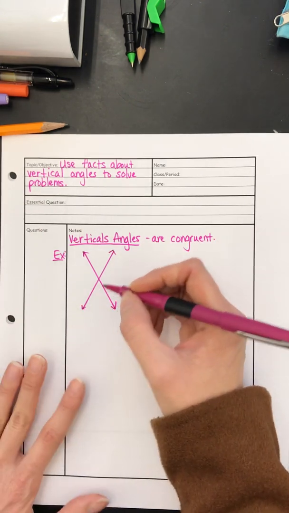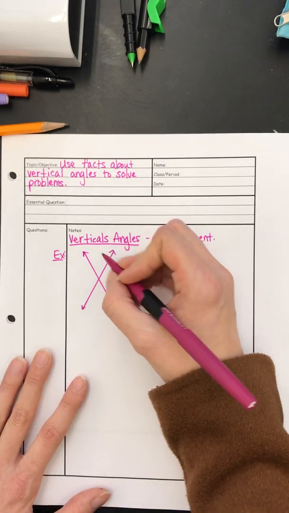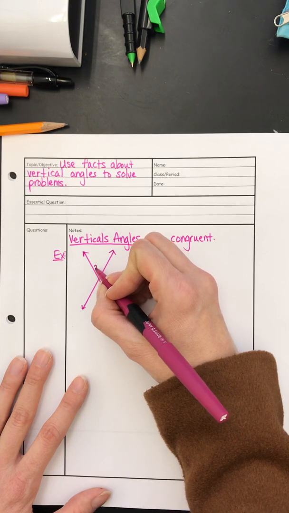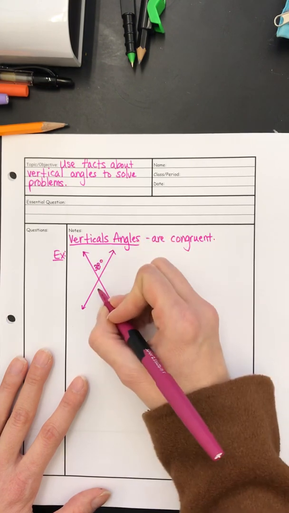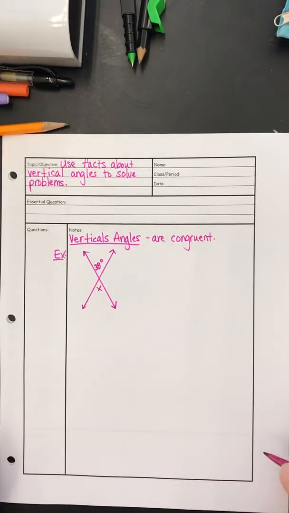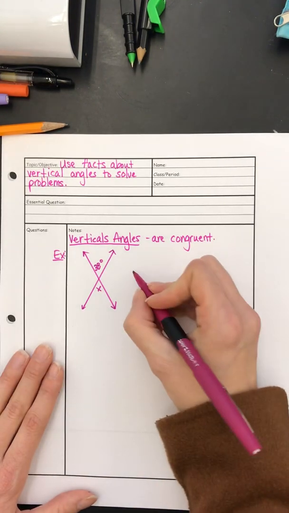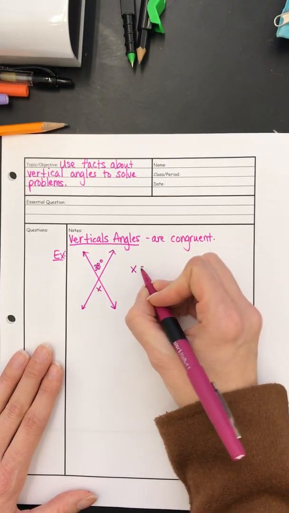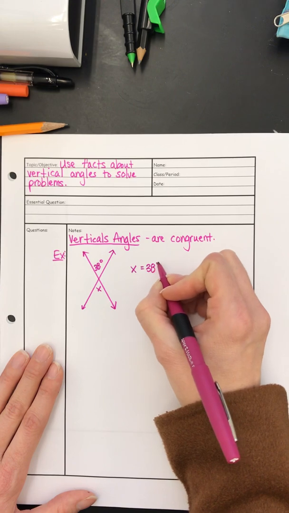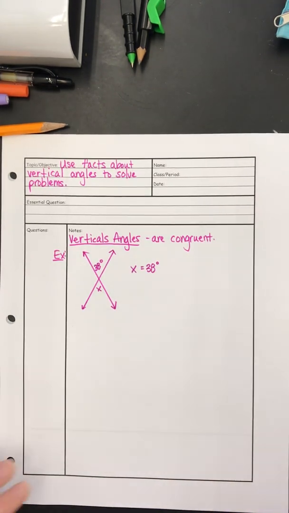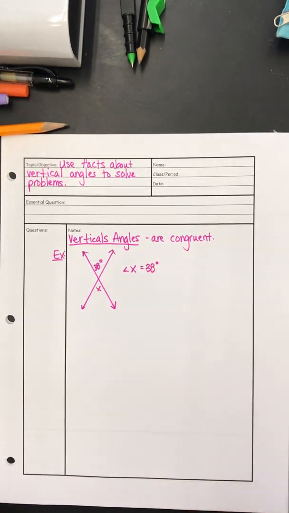Okay, so let's say that this is 38 degrees and I want to know what that angle is. Well, they're congruent. So x is also 38 degrees. Okay, so we can say angle x is 38 degrees.